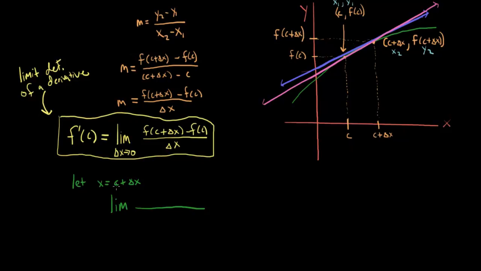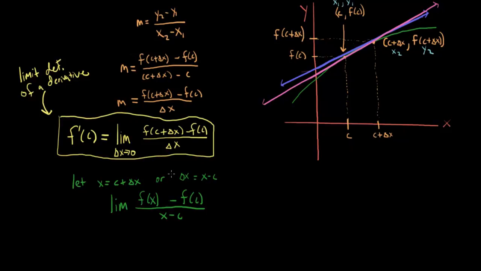But we're going to let c plus delta x equal x. So we could say that is the limit of f of x minus, now f of c is unchanged. Now delta x, okay, what does delta x equal? Well, we know that we're letting x equal c plus delta x. So if we're letting this be true, then what does delta x have to equal? So we can say delta x equals x minus c. Okay? So substitute here: delta x equals x minus c.